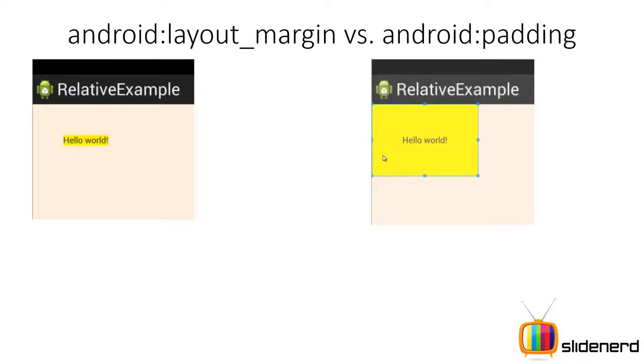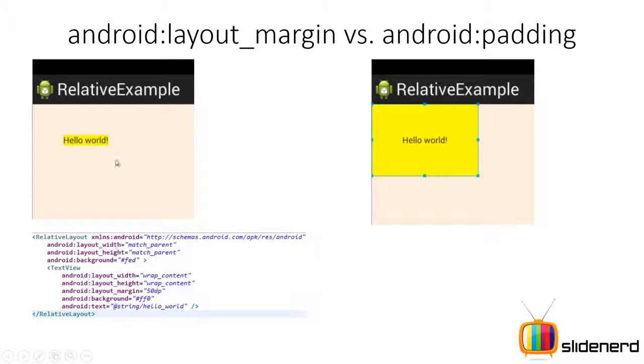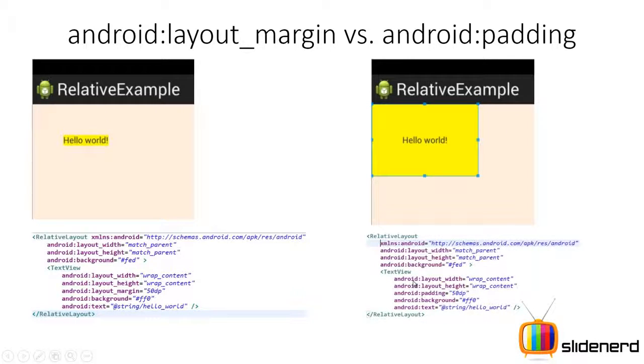So here I have two examples. You can see some difference between both of them. The code for the left one looks something like this. There's a relative layout and a text view inside that, and here's a layout margin of 50 dp. On the right side I have this image, and the code for that looks something like this. For the same text view, in the same relative layout, I have an Android padding of 50 dp. So what is the difference? It's pretty simple.